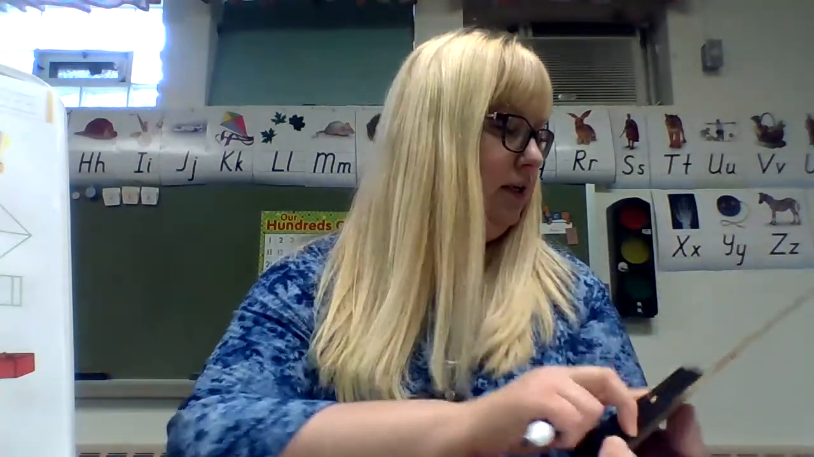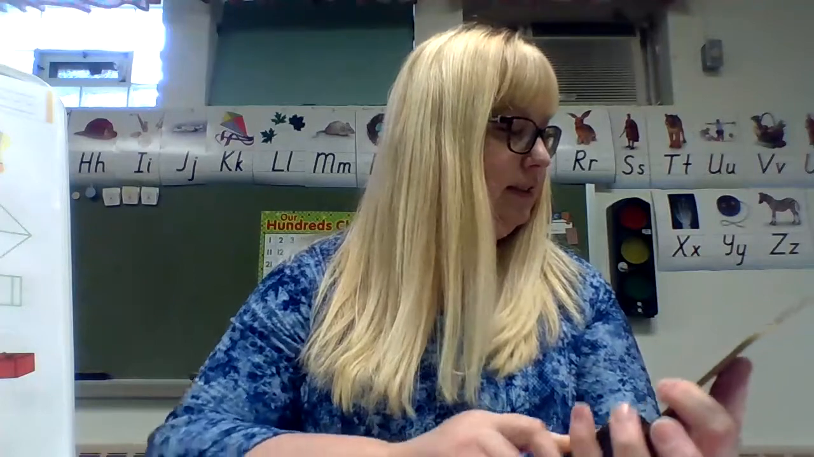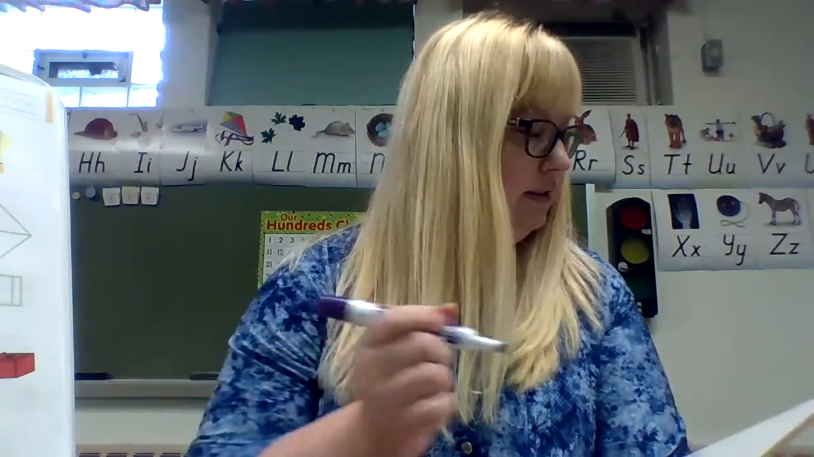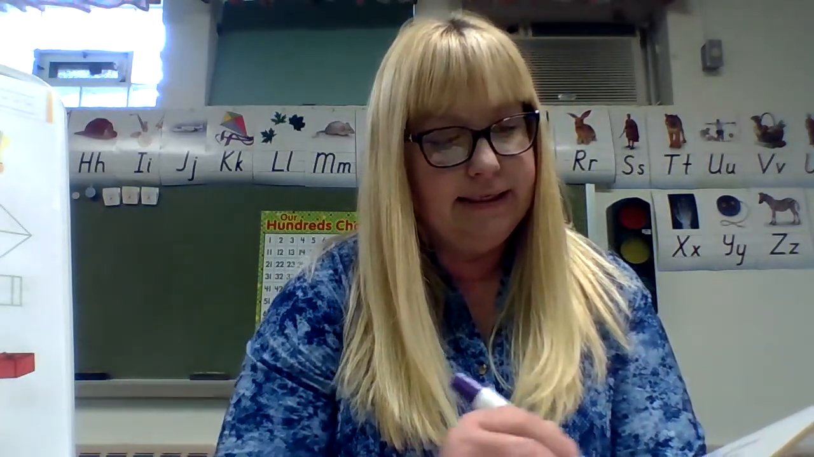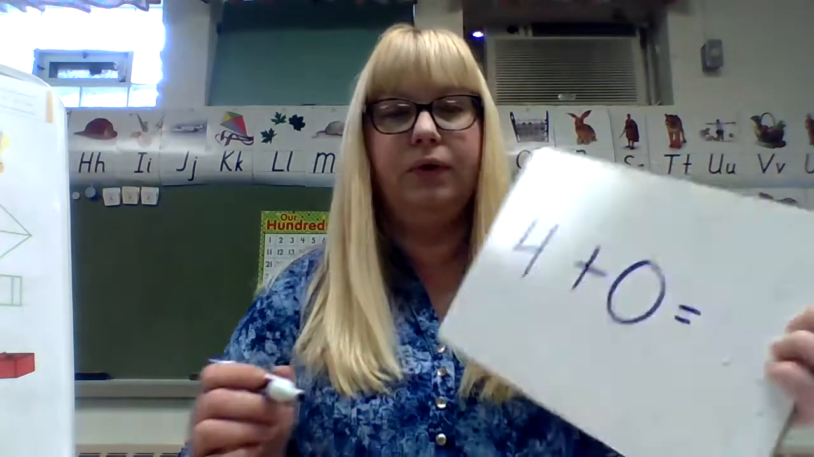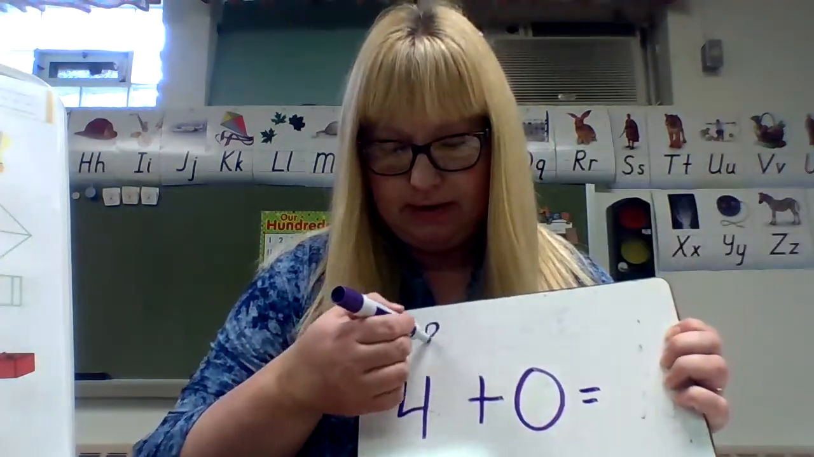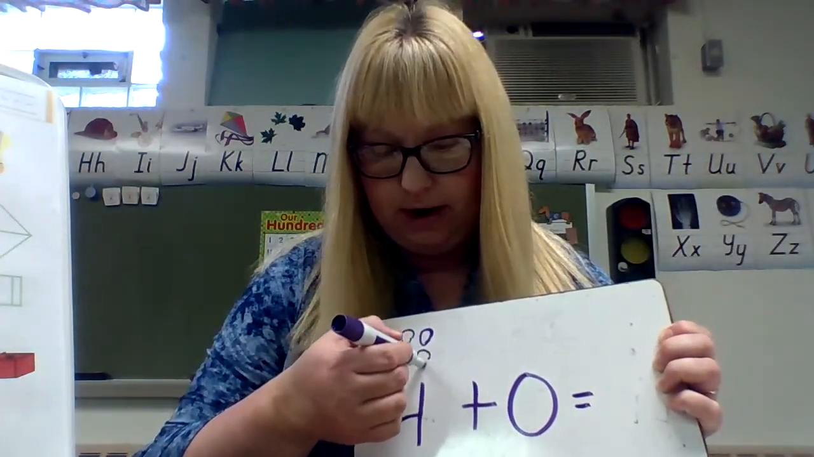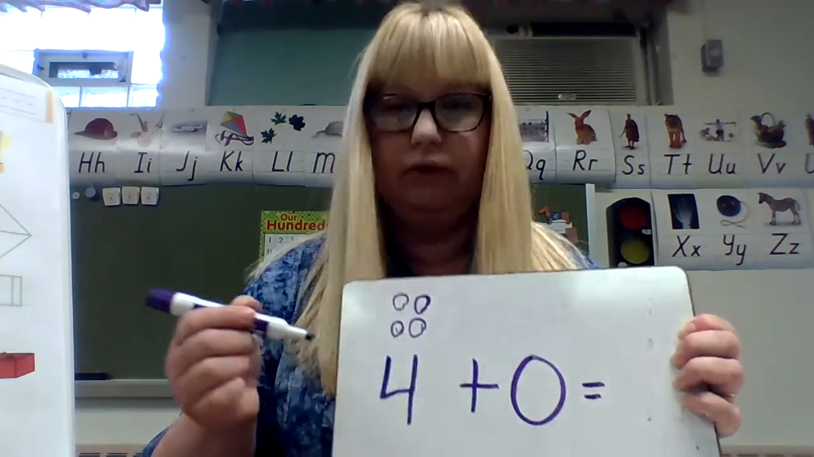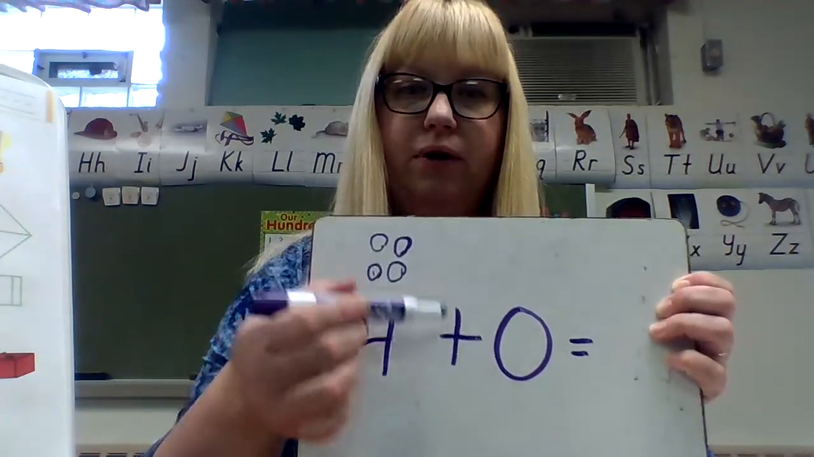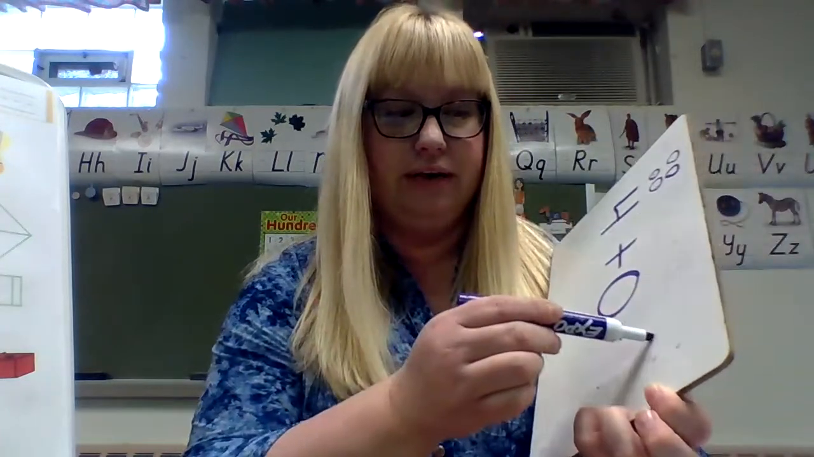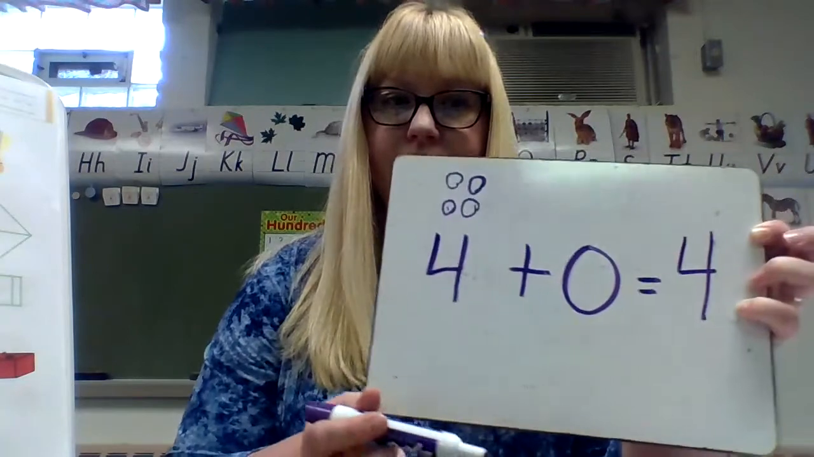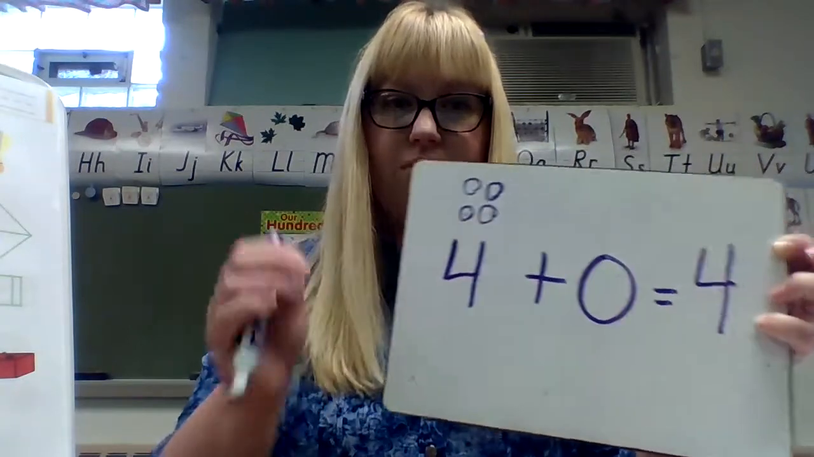Let's practice. Here, let me do this one. 4 plus 0. What's 4 plus 0? So let me give myself 4 here. Make my little dot pattern there. So I have 4 plus 0 equals what? Easy, 4, because you're not adding anymore. So I have 1, 2, 3, 4.